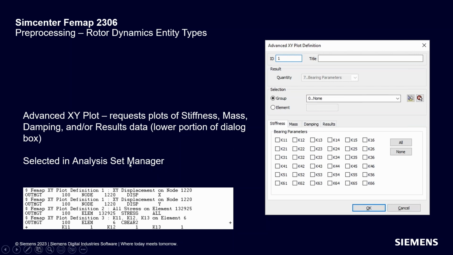And the XY plots are defined in the info tree or through the model tabs at the top, but then to actually turn them on, you request them in the analysis set manager, similar to how monitor points work, where you can create them in the model, but then you have to request them in the analysis set manager. And that's just so that you can change which plots you turn on and off in different analysis sets.